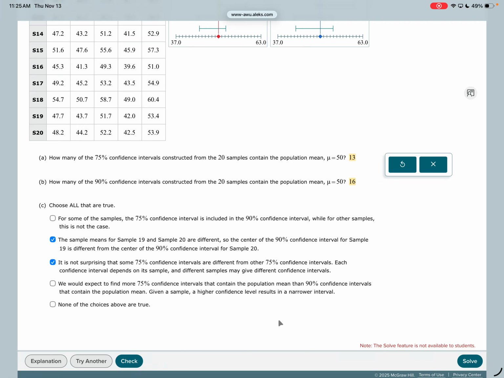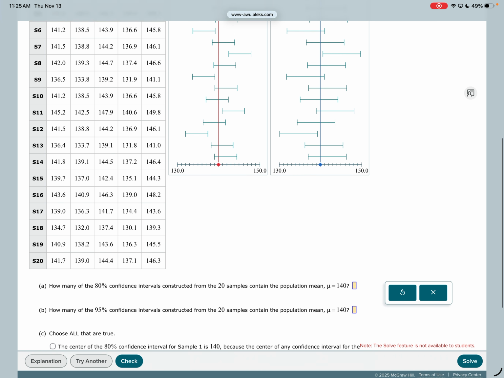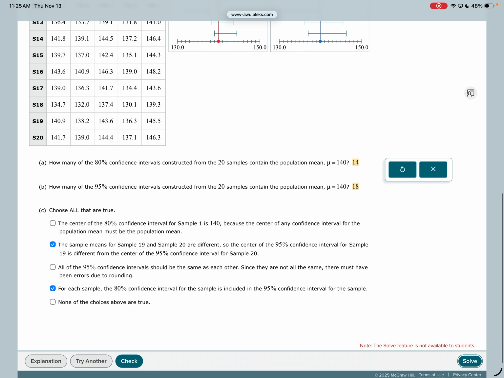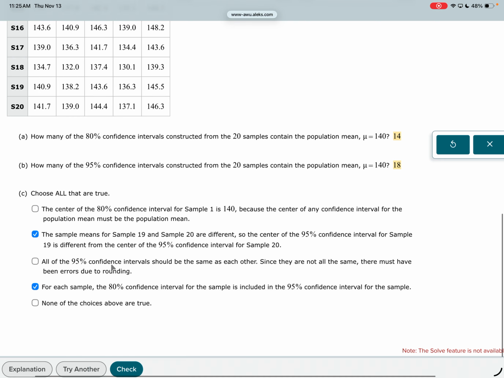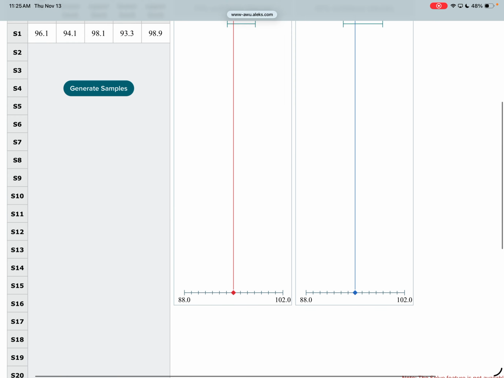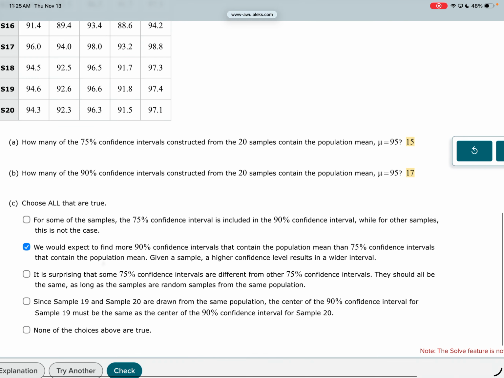There's that one I just said. For each sample, the 80% confidence interval. No, we did that one. Yeah, see, I already went over all those. Right here, I guess this is the opposite of what I just said. We would expect to find more 90% intervals that contain the population mean than 75%. Yes, the 90% number will always be bigger because it's wider, okay?